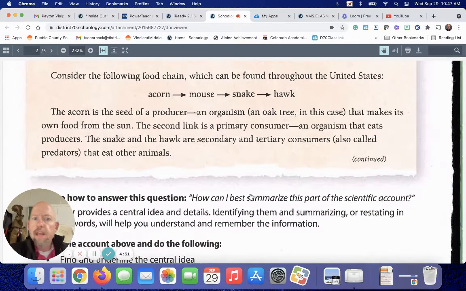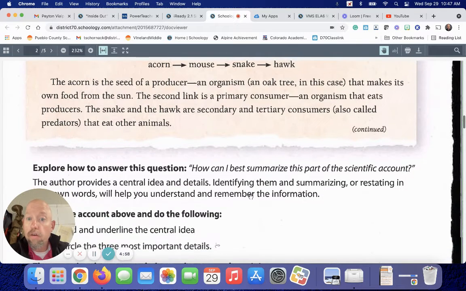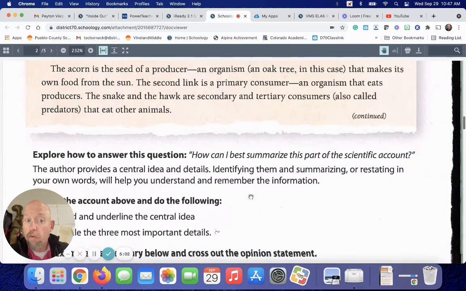The acorn is a seed of a producer, an organism, an oak tree in this case, that makes its own food from the sun. We call that photosynthesis. The second link is a primary consumer, an organism that eats producers. The snake and the hawk are secondary and tertiary consumers, also called predators. They eat other animals. That would be a good word to do a Frayer model on, which we are going to do as well.